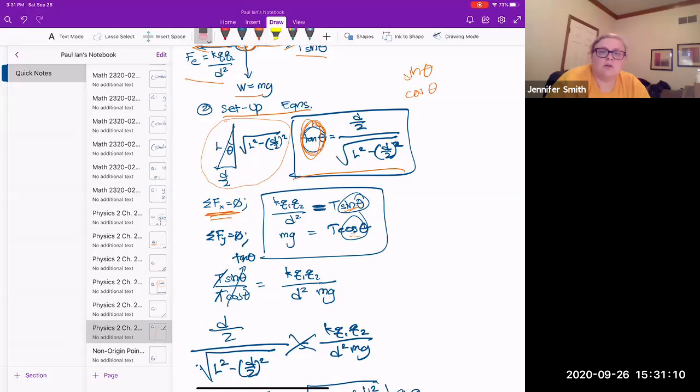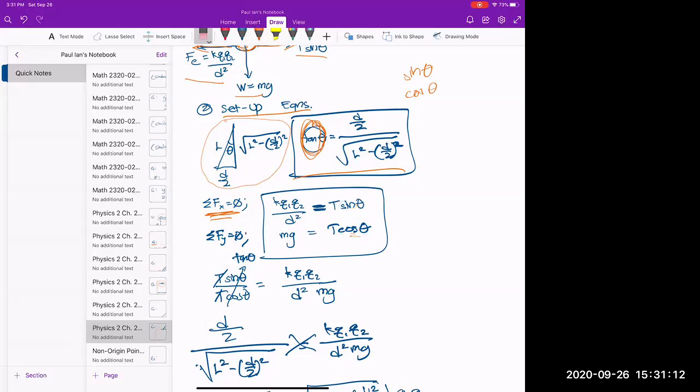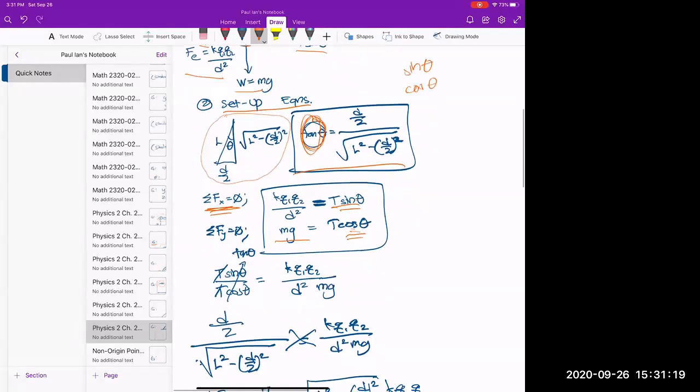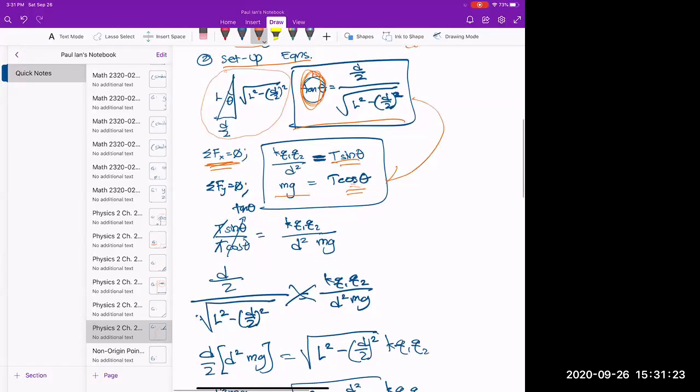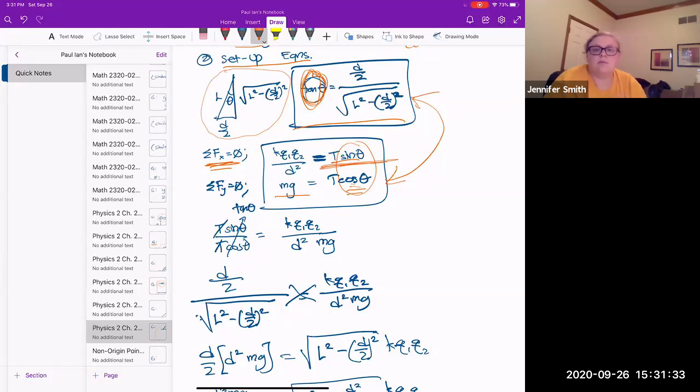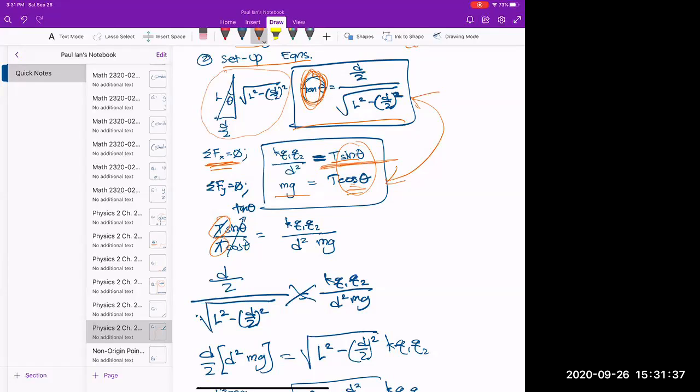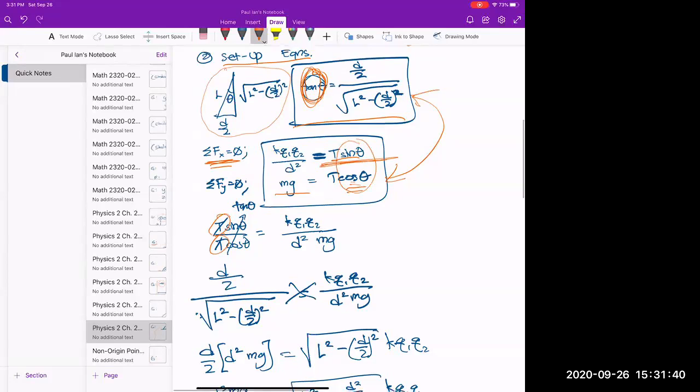So F of x is T sine, and the other one, T cosine equals mg, and that's just applying Newton's law. Comparing these two, there's a sine and cosine here, and there's a tangent. So why don't I just divide this, right? Because T isn't given. T isn't even given to you.